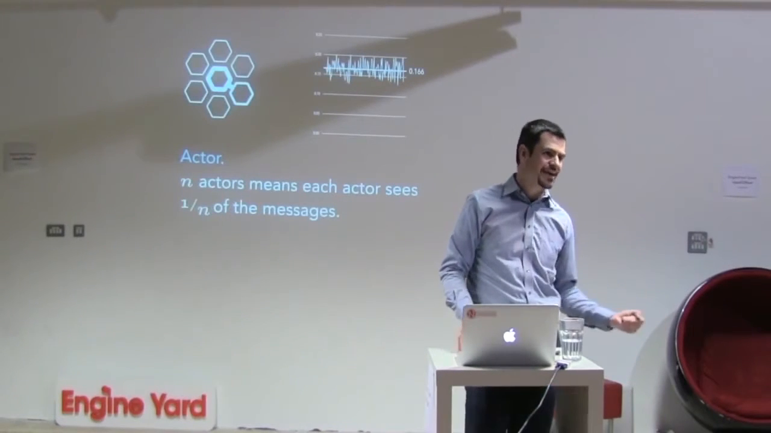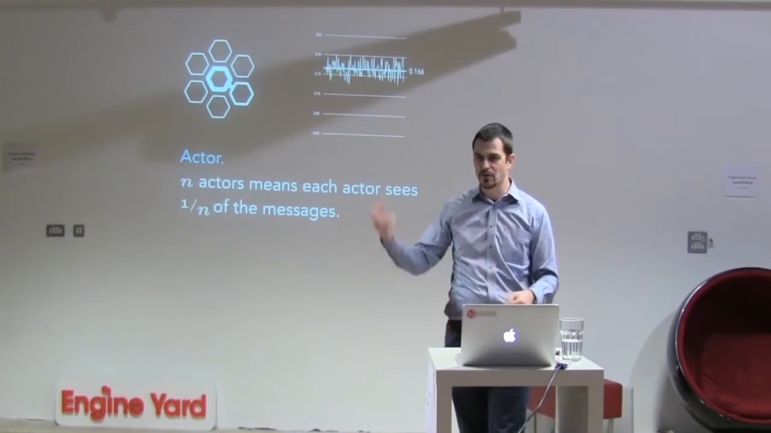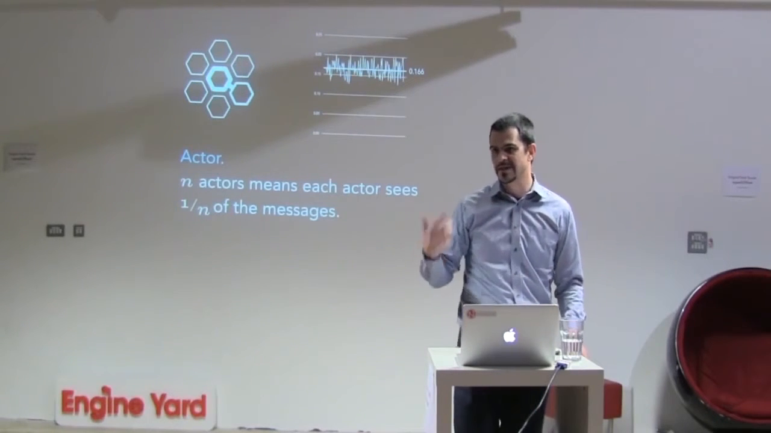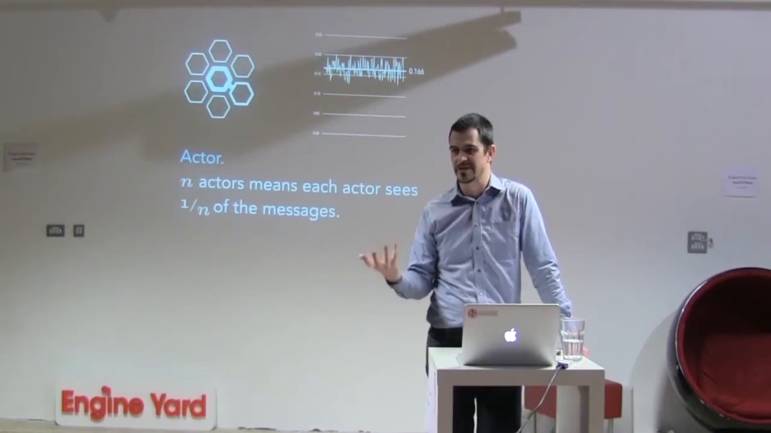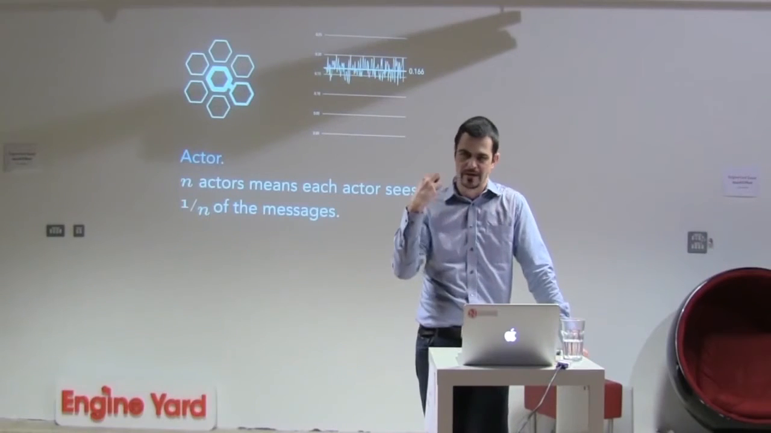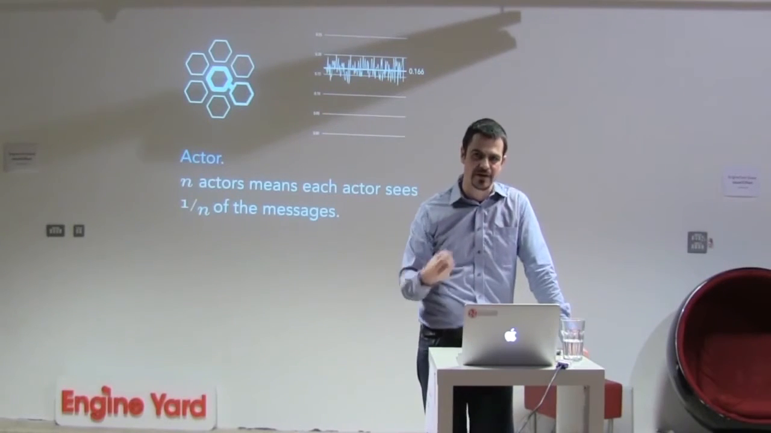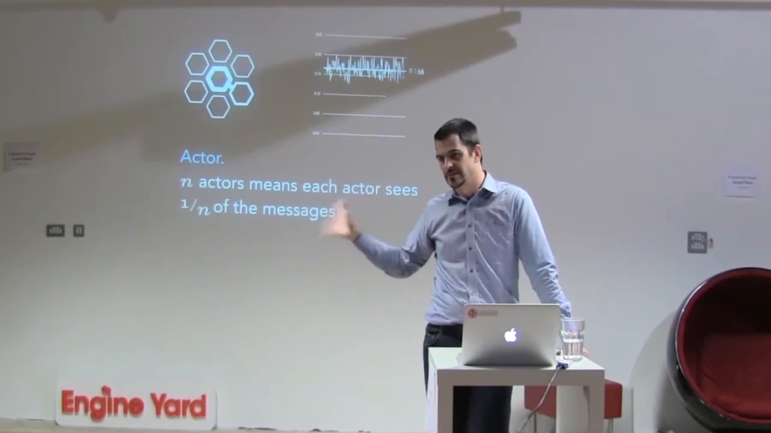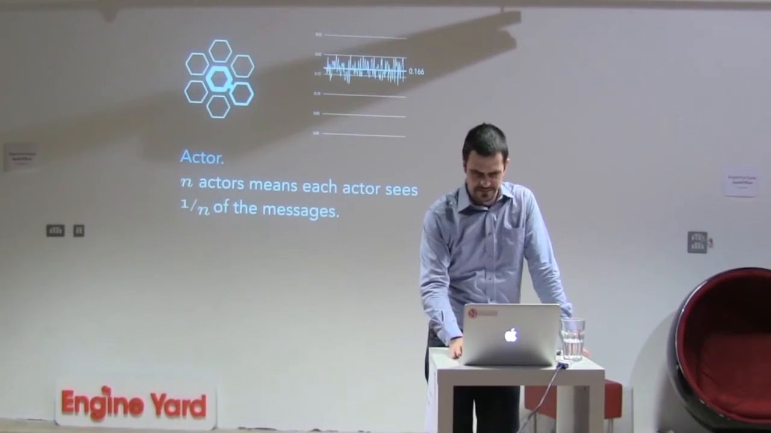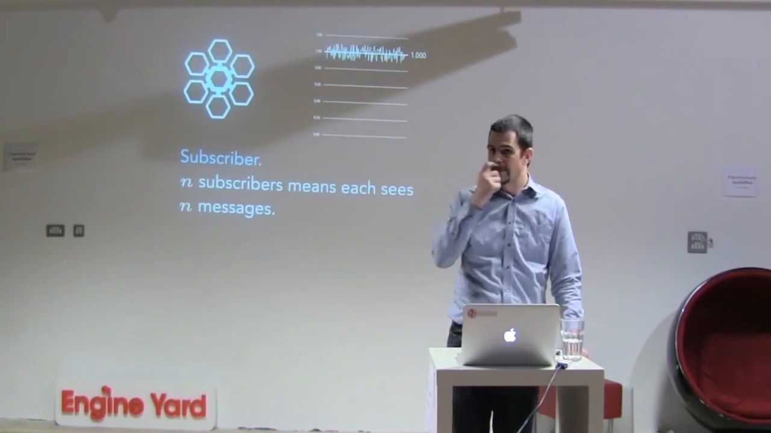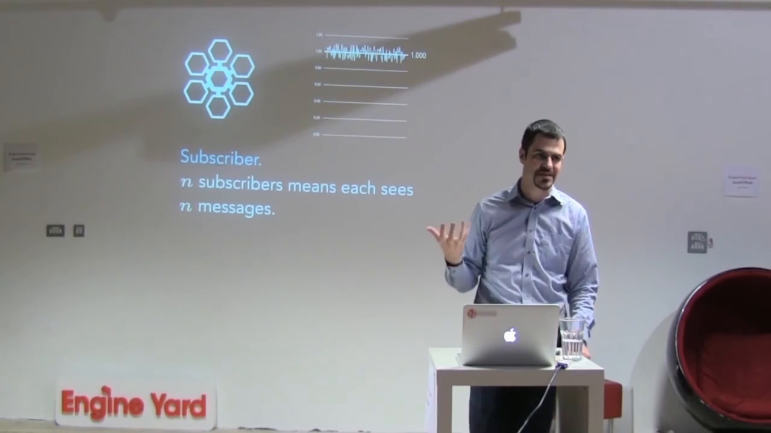For example, the actor model. Well, you know that 1 over n is the amount of messages that any microservice should see. That's an invariant. It doesn't matter how many messages there are, it doesn't matter how many actors there are. The invariant is easy to describe. The subscriber is pretty much the same, except this time it's n.